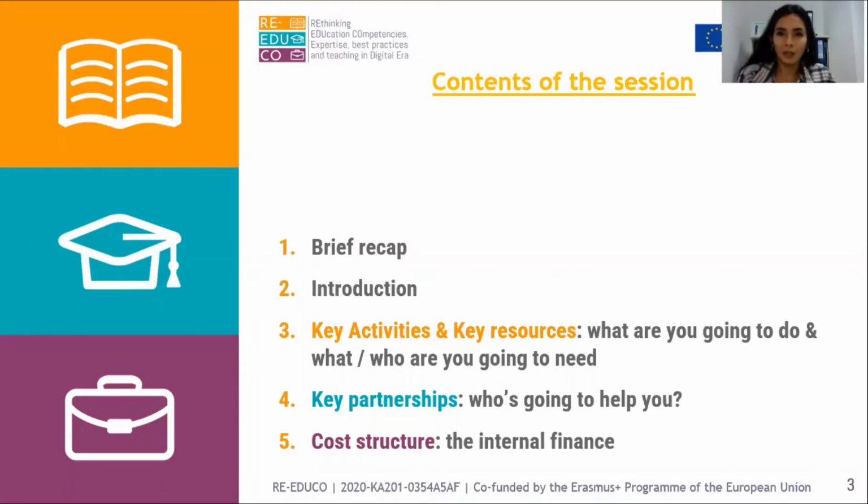As we have done in the previous sessions, we are going to start with a brief recap of what we saw in the last session, session number 2, in which we studied the value proposition. After that, I will introduce what we are going to see in the session of today, and then we will start developing the key activities, the key resources, the key partnerships, and the cost structure that compose the business part of the business canvas model.